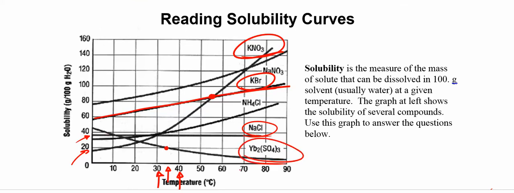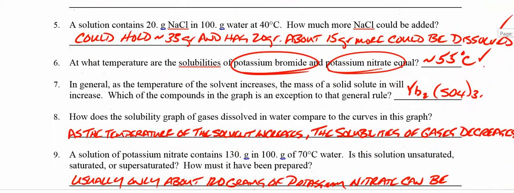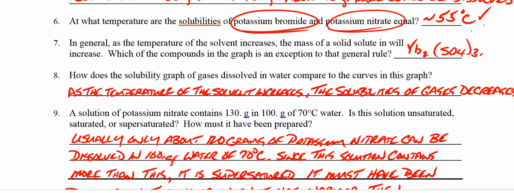Notice that as the temperature increases in 10 degrees increments, the solubility is decreasing. The solubility decreases, and so it's an exception to the rule. For the most part, when a solid is dissolved in the liquid, there are a few exceptions, and yttrium sulfate is one of them. But for the most part, you can see that for potassium nitrate, sodium nitrate, potassium bromide, ammonium chloride, as the temperature increases, solubility also increases. So the exception to the rule would be yttrium sulfate, and that's our answer for this problem. Okay? Let's take a look at the next one.